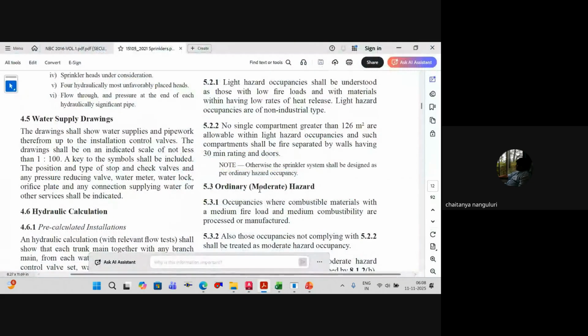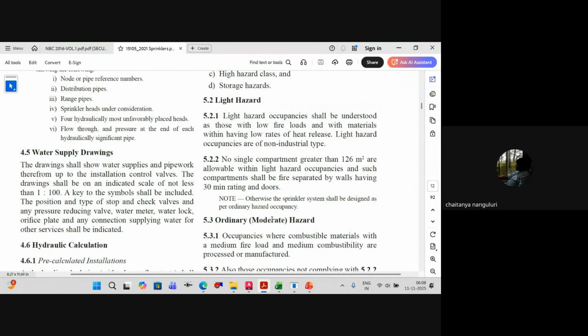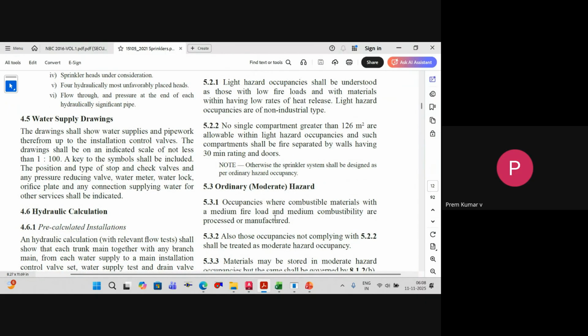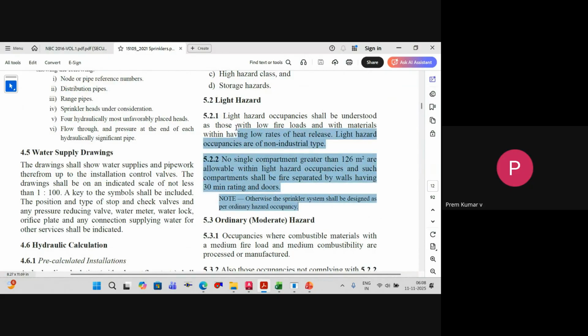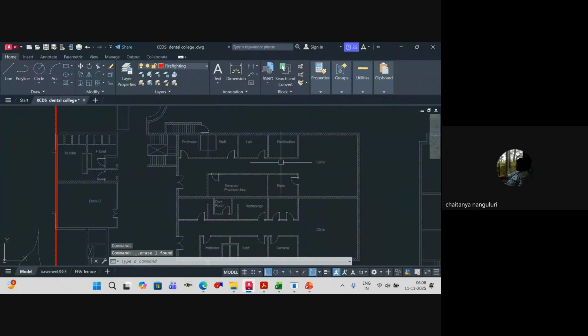So is each zone greater than 126 square meters for sure? Yes, it is. So obviously we have to push it under ordinary hazard. Am I clear? Yeah. Okay. As this compartment is greater than this limit, for light hazard I can't introduce partition walls, which would be stupid of us. So for that reason, we have to consider it as ordinary hazard. Am I clear? Yes. Only as per sprinkler system it is ordinary hazard, but for other systems, again, it's light hazard. So now we have to consider this as ordinary hazard.